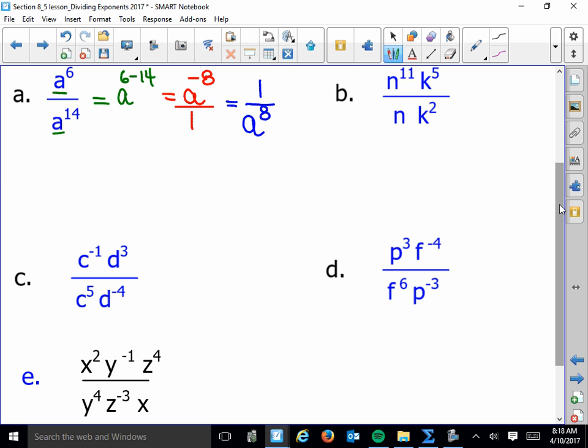Letter B: n to the 11th divided by n, and k to the 5th divided by k squared. I like to think of this almost as two separate problems. N to the 11 minus an understood 1 is n to the 10th. K to the 5th divided by k squared is k to the 5 minus 2, or k to the 3rd. Now, there's no need to write it as a fraction over 1. So I would leave it as n to the 10th, k to the 3rd.